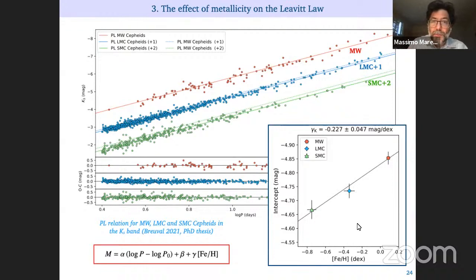Of course, when you deal with those galaxies, the metallicity of the Cepheid population is not necessarily the same as the one of the galaxy as a whole. So you still need some spectra to be able to see what is the metallicity of the Cepheids with respect to the one of the older population that is the bulk of the stars in those, at least for the dwarfs.